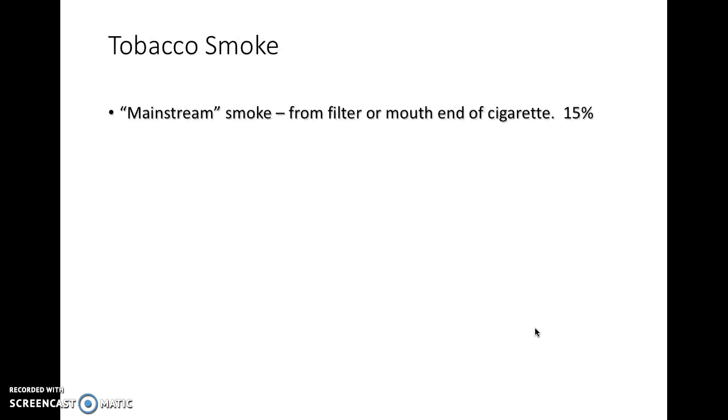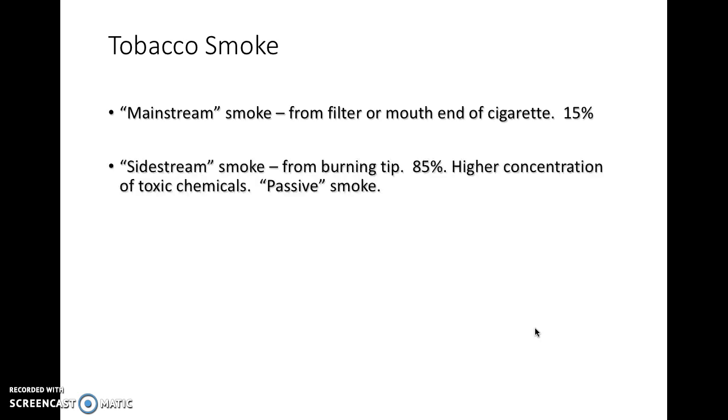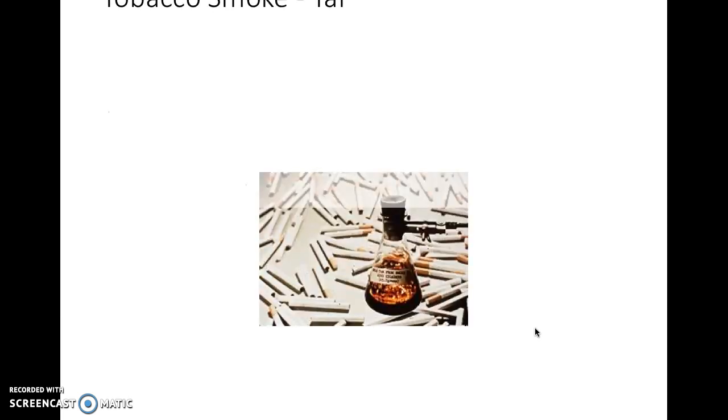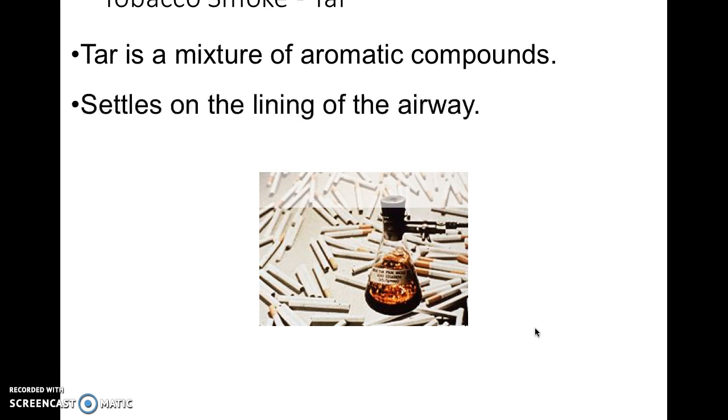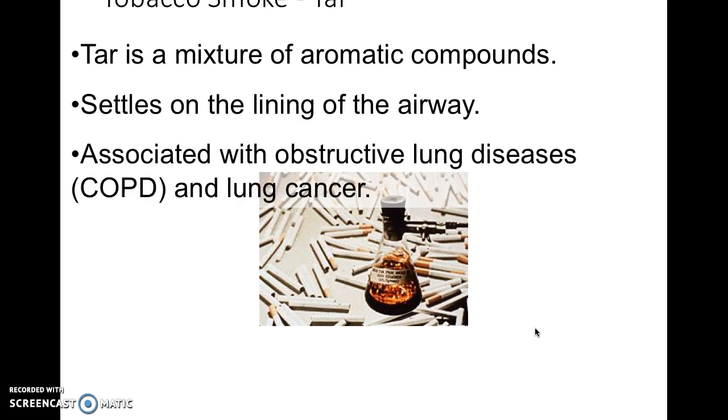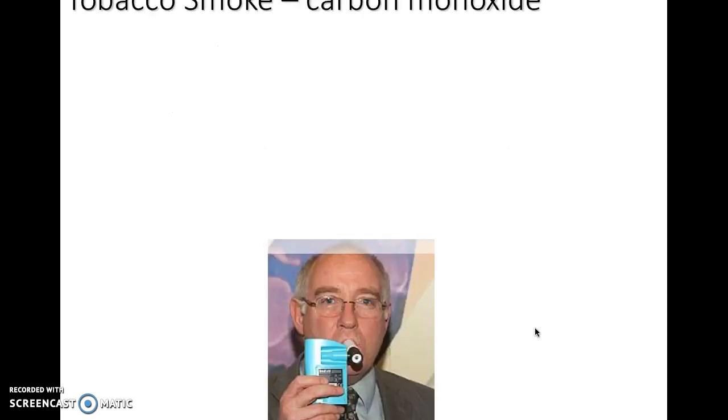So tobacco smoke. Mainstream smoke from the filter or mouth end of the cigarette is 15%. Sidestream smoke from the burning tip is 85%. It has a higher concentration of toxic chemicals than passive smoke. Tar is a mixture of aromatic compounds that settles on the lining of the airways. It's associated with obstructive lung disease and lung cancers.